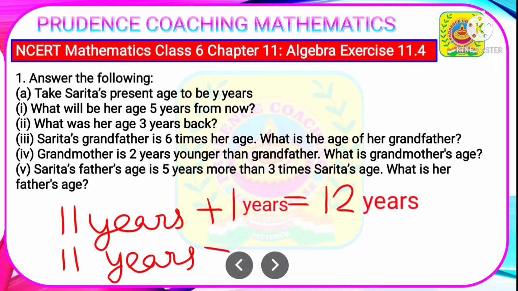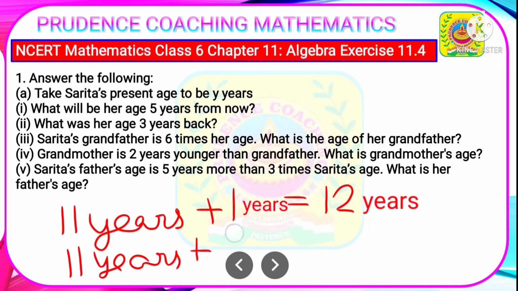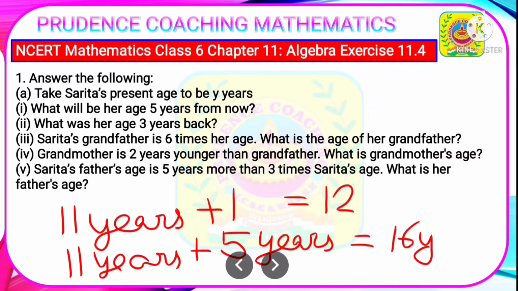Similarly, my dear students, if I tell you that after 5 years, what will be your age? So what you need to do? 11 years is your present age. With that, you need to add plus 5, because I have asked your age after 5 years, so it will be increased. So 11 plus 5 years, you will get 16 years. So we are adding 5 years to your present age to get the age after 5 years, isn't it?